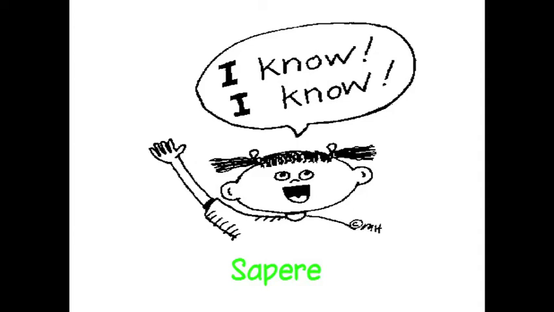In the past tense, it means to find out a piece of information. Ho saputo che blah, blah, blah. Like that, I found out. Okay? So, in the present tense, it's you know something or you know how to do something. Quindi io so che la mamma è buona o io so leggere.